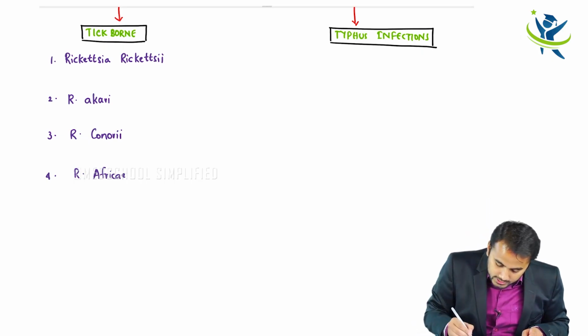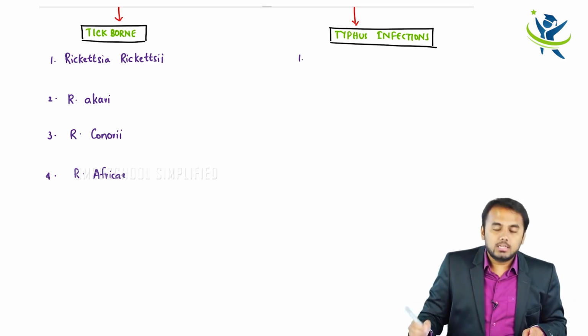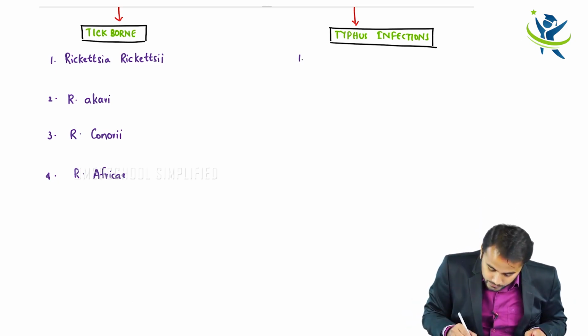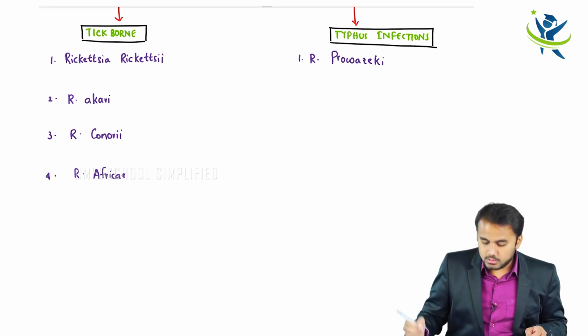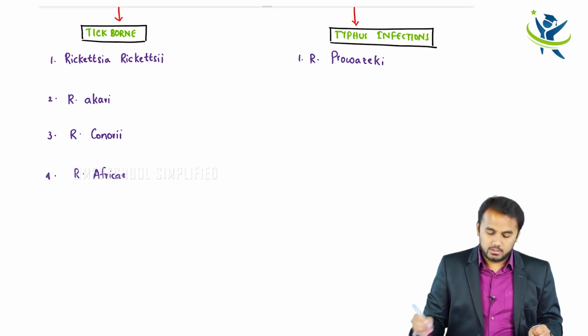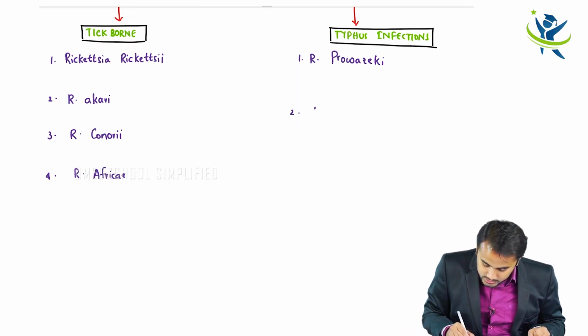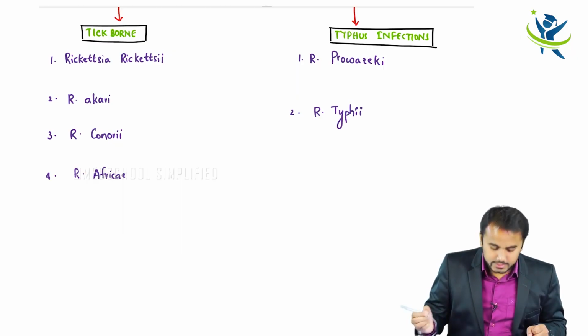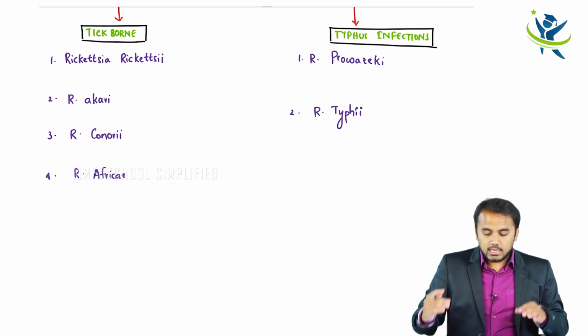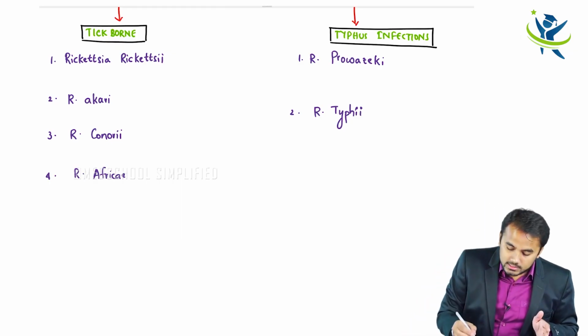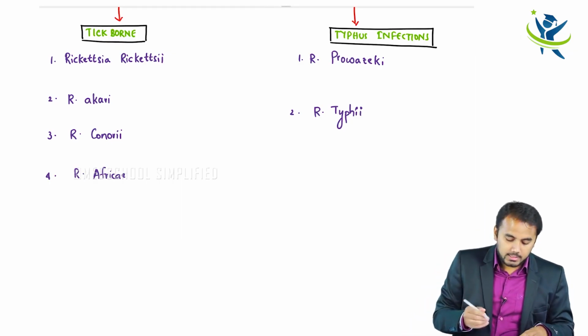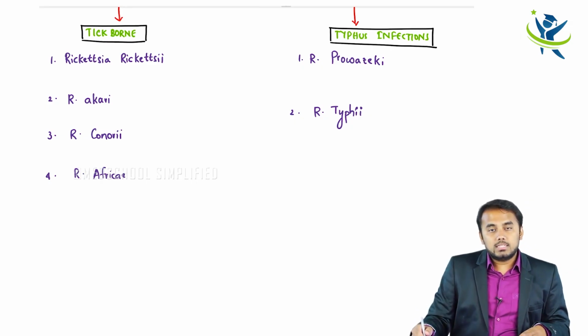Now, when it comes to the other side, the first one is Rickettsia prowazekii. So this is one typhus infection, right? The second typhus infection is Rickettsia typhi. So these are the two groups of rickettsial infections, right? So what are these causing basically? For example, Rickettsia rickettsii, what is it causing?